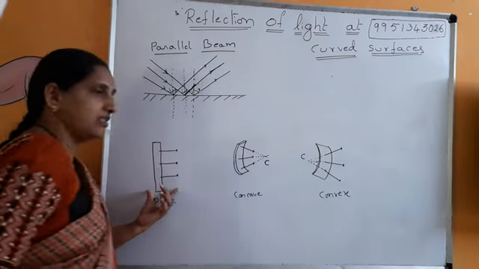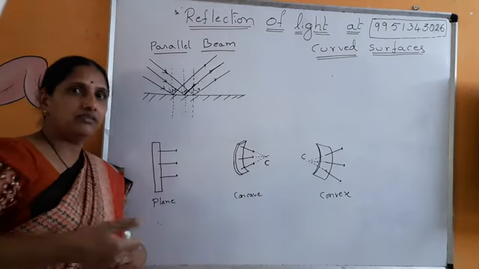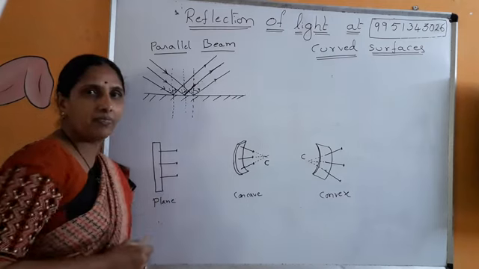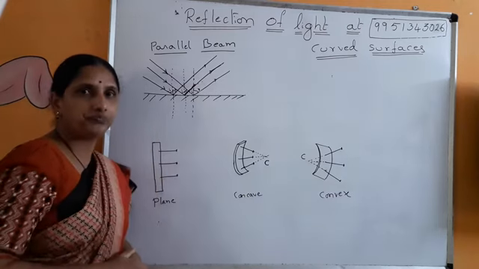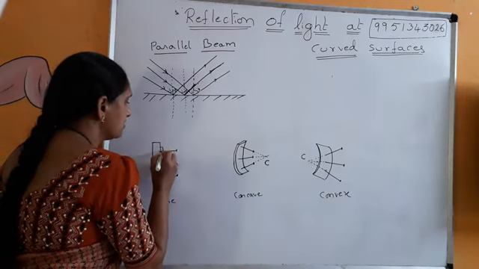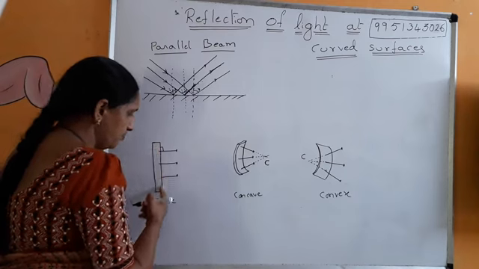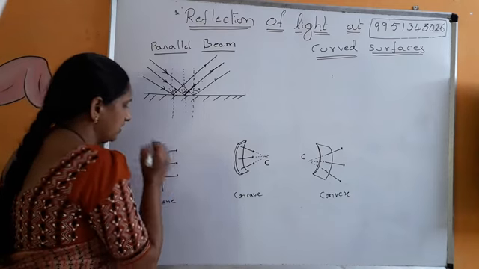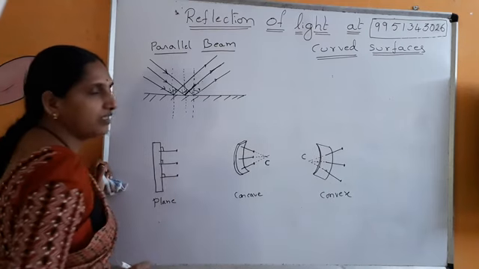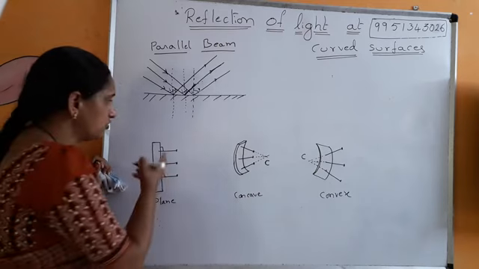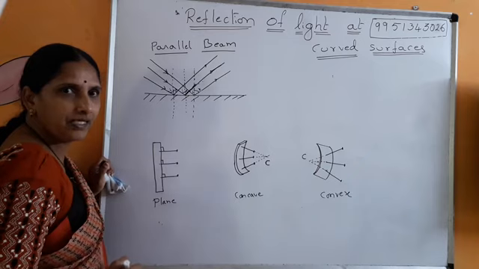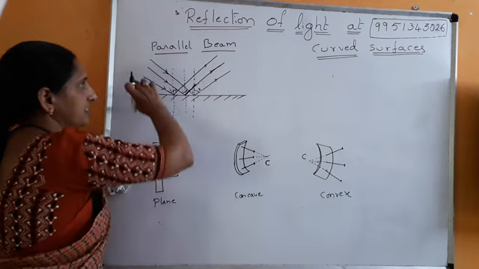Suppose you take a rubber pad, and on the rubber pad you insert nails parallel to each other. Each nail makes an angle of 90 degrees with the surface of the pad. Therefore you can take these three as normals. This is the case of a plane surface, like what you have here.